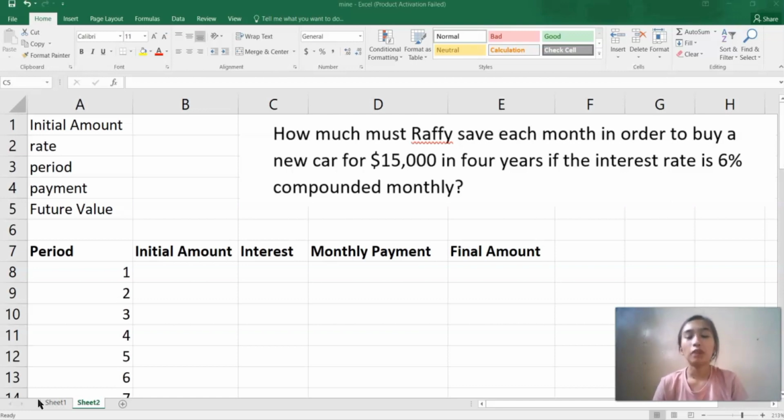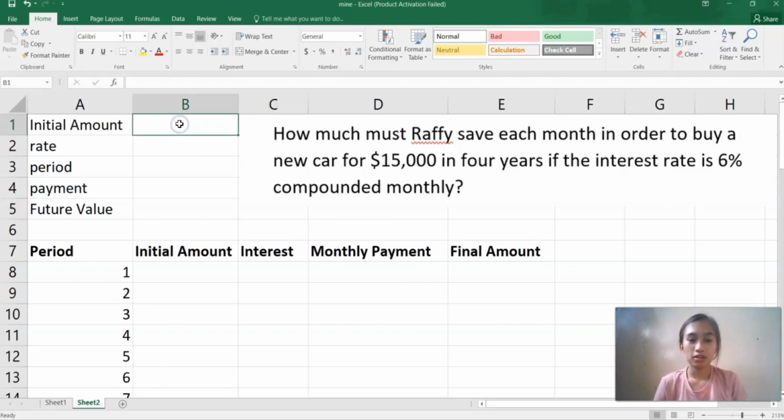So our problem is how much must Rafi save each month in order to buy a new car for $15,000 in 4 years if the interest rate is 6% compounded monthly. So this is our problem. So we know that a sinking fund is a fund containing money that is saved to pay debt, bond, or to purchase something. So first, let's find the given in the problem.